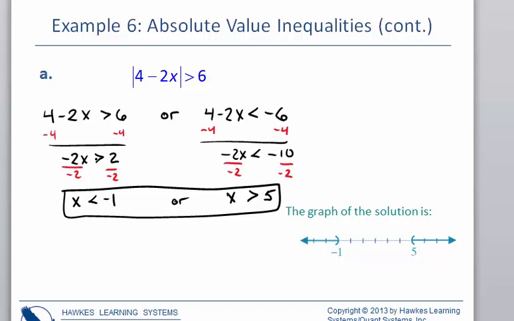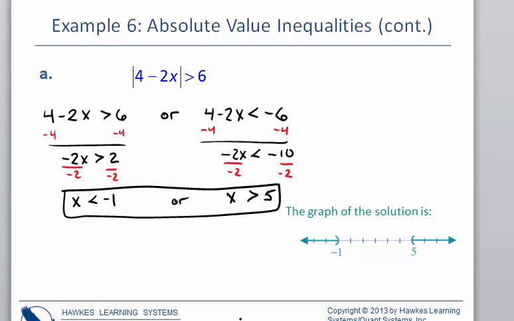And so if they ask you to graph the solution set, you can see that we have it graphed here. We have the negative 1, and we have an open parenthesis on the negative 1 because there's not an equal to on our inequality. And we're shading everything less than that, so everything back to the left. Same thing on the 5. We have a parenthesis because it's not equal to 5, and we've shaded everything to the right.